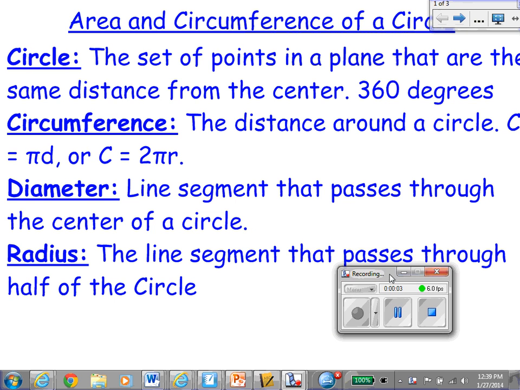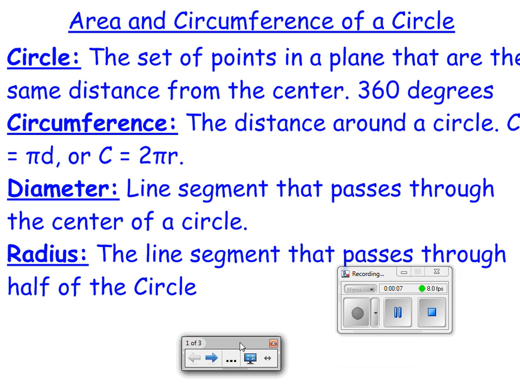Alright, today's video is on area and circumference of a circle. A circle is the set of points on a plane that are the same distance from the center, and a circle is also 360 degrees. Circumference of a circle is the distance around a circle.